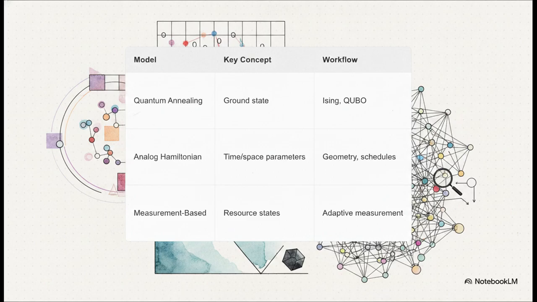Second, analog Hamiltonian simulation. Used heavily with neutral atom hardware like QuEra via Amazon Braket, the program here isn't discrete gates, but time-dependent and space-dependent physical parameters like geometry, detuning, and interaction schedules. Finally, measurement-based quantum computation. Instead of applying gates, you prepare a massive, highly entangled resource state, like a cluster state, and you drive the computation entirely through adaptive local measurements and classical feed-forward.